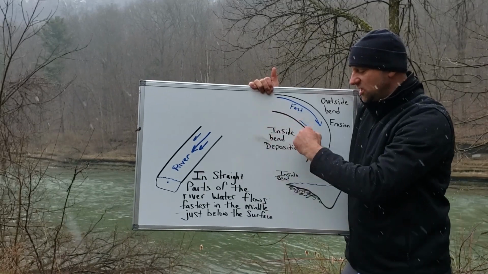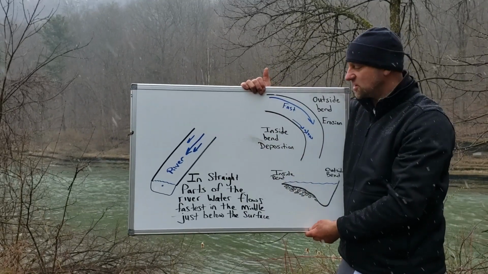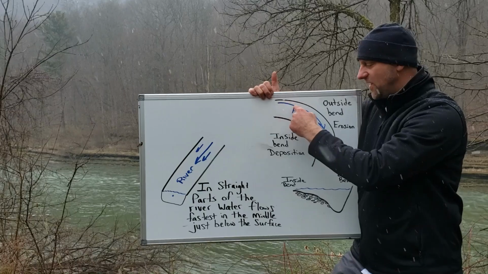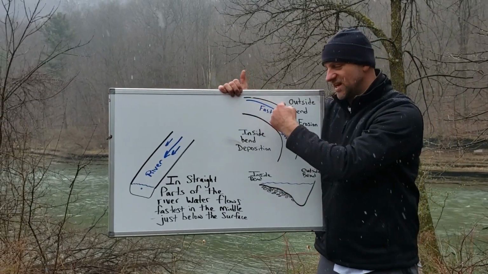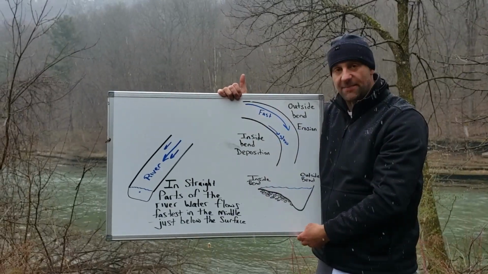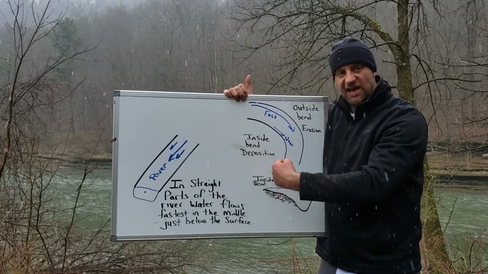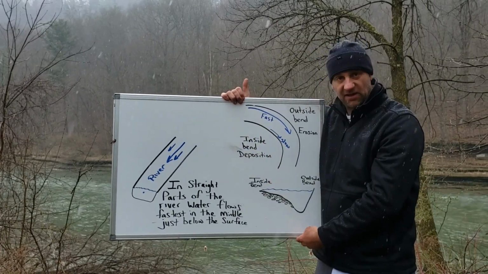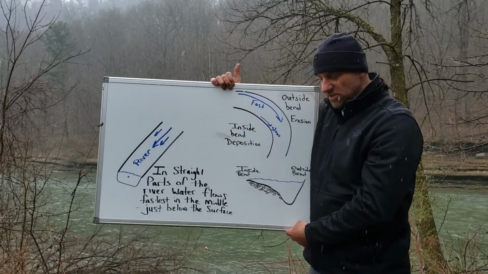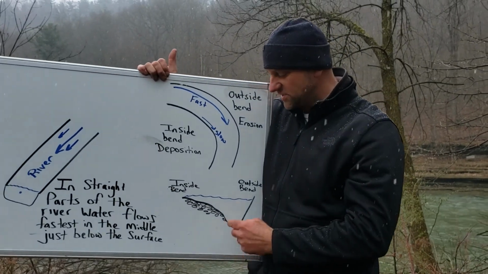If we hit a turn like this, we call this a meander, the water is going to flow the fastest towards the outside. And it's going to do the greatest amount of erosion on the outside. That's going to create a steep bank dominated by erosion. On the inside, the water is going to flow slowly, and it's going to pile up sediments, dominated by deposition.